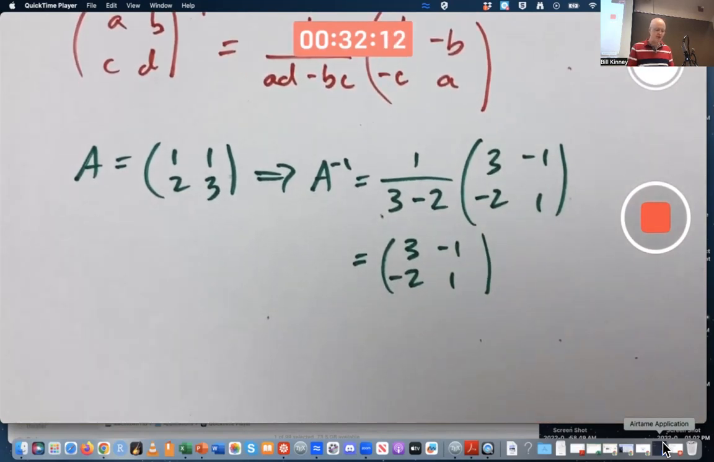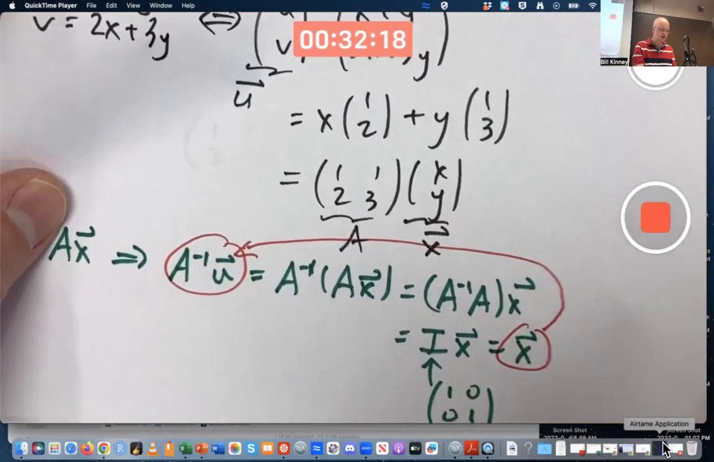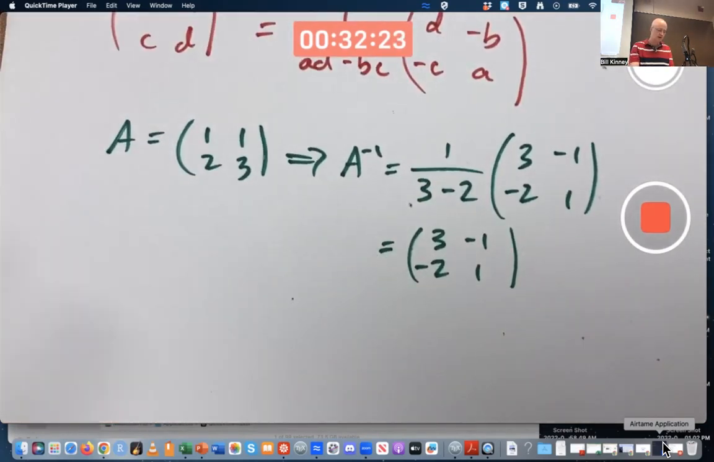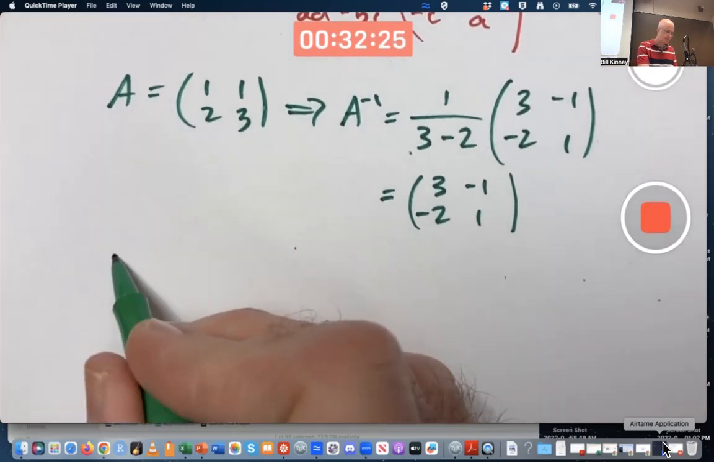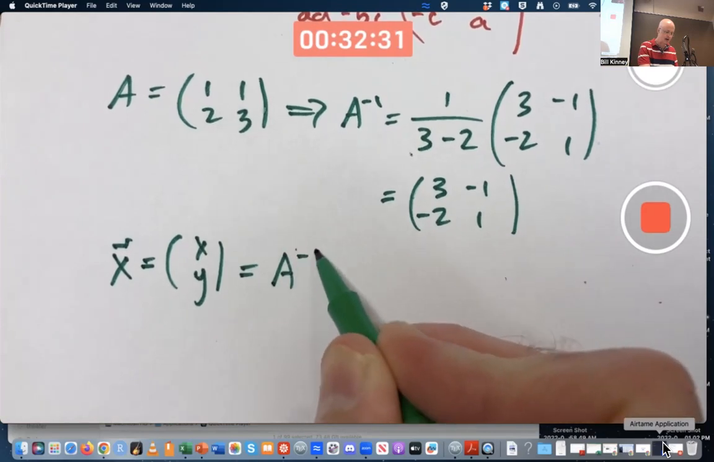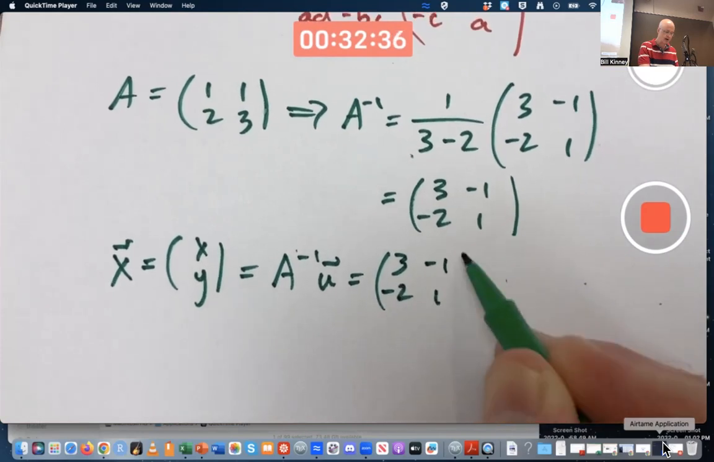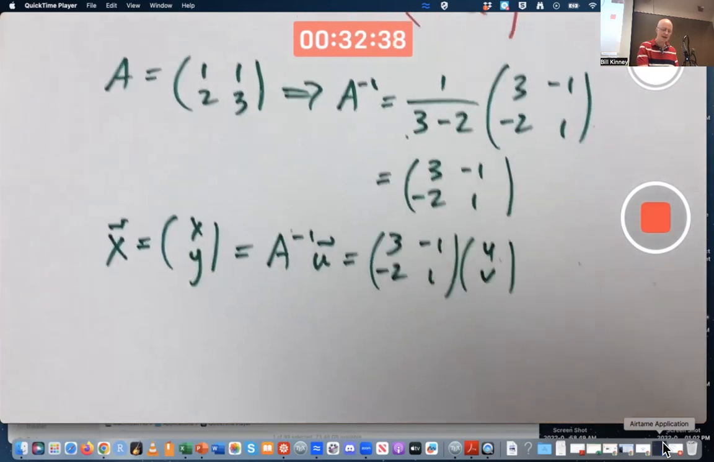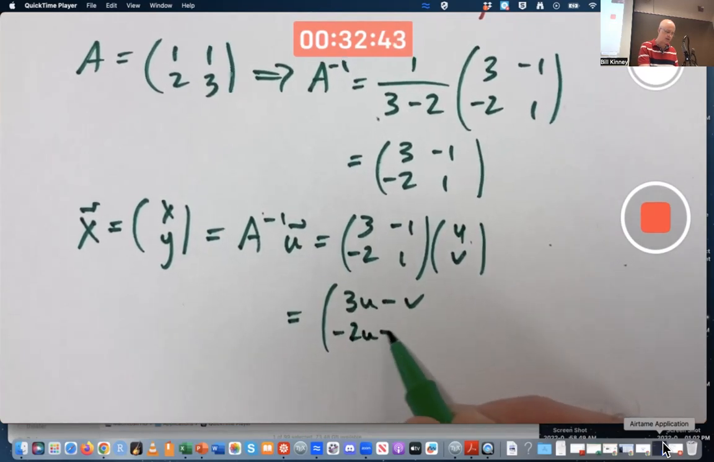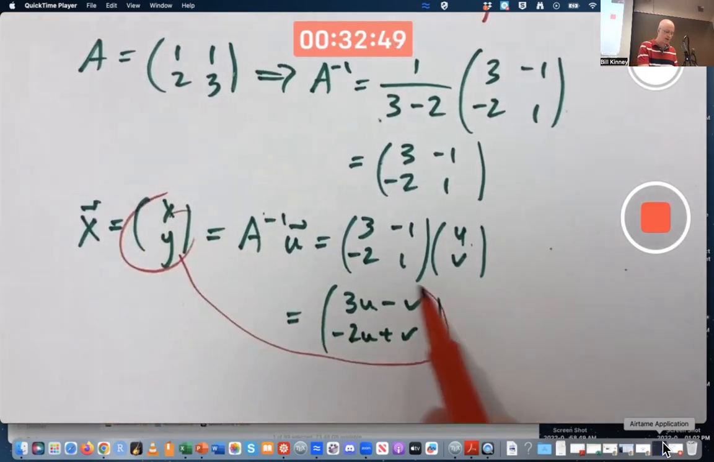So now to finish the problem, to solve for x and y in terms of u and v, you use this product, A inverse times u. So in vector form, the vector whose components are x, y is A inverse times u: this matrix 3, -1, -2, 1 times the vector whose components are u and v. And if you do that multiplication, you get 3u minus v and -2u plus v. Same answer we got before in vector form.